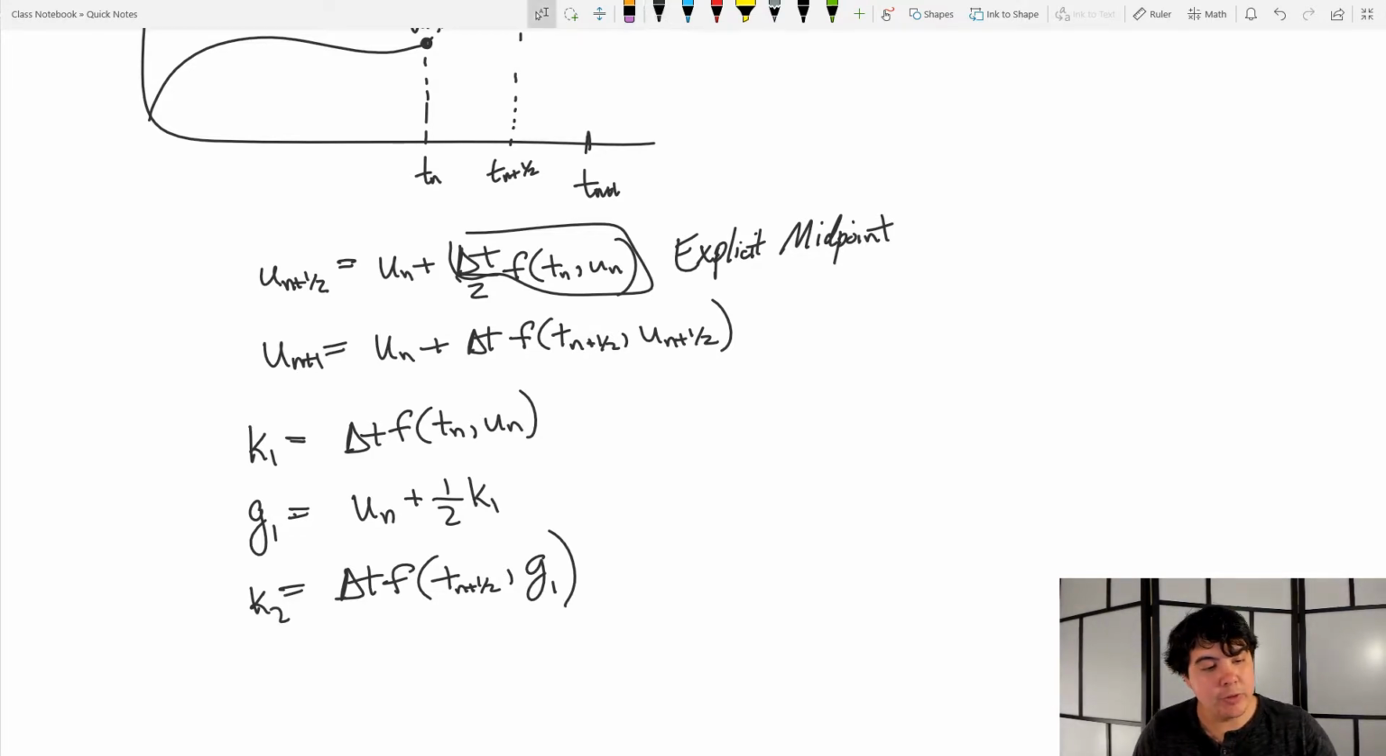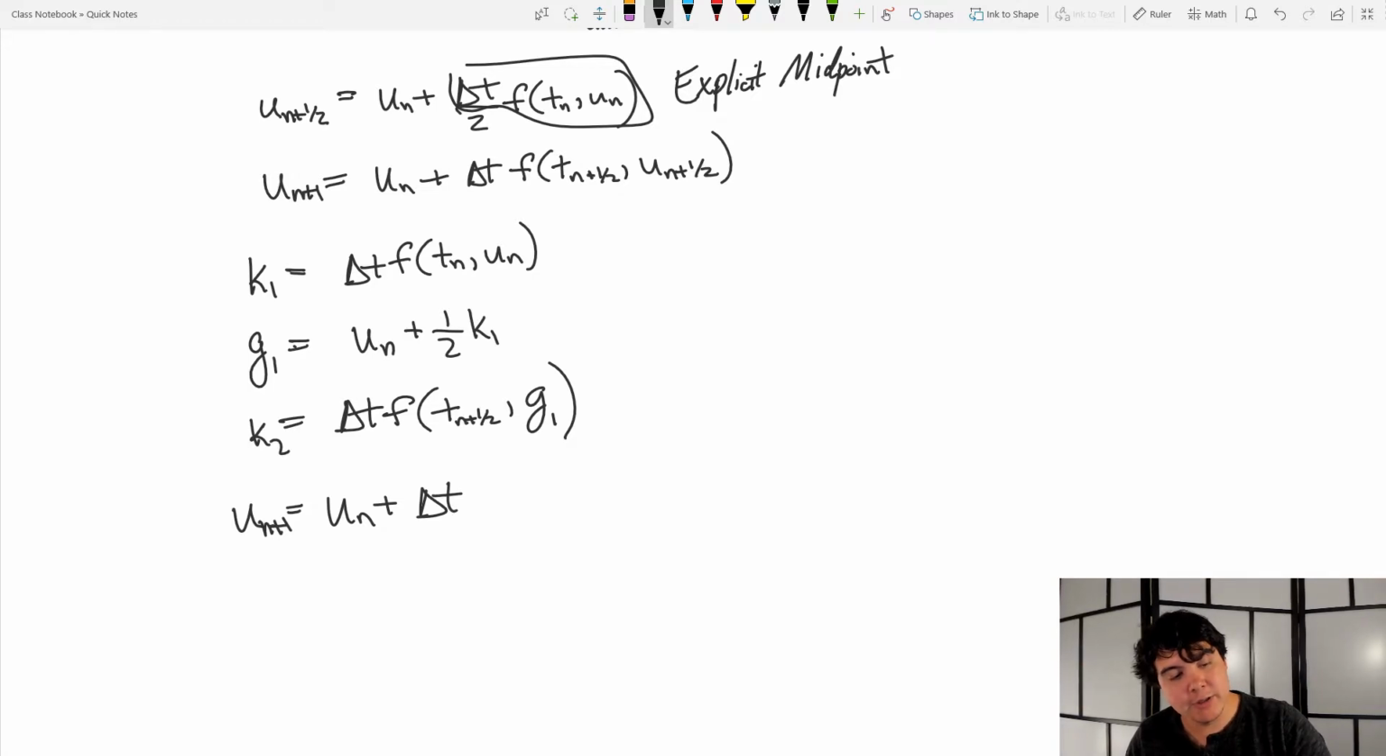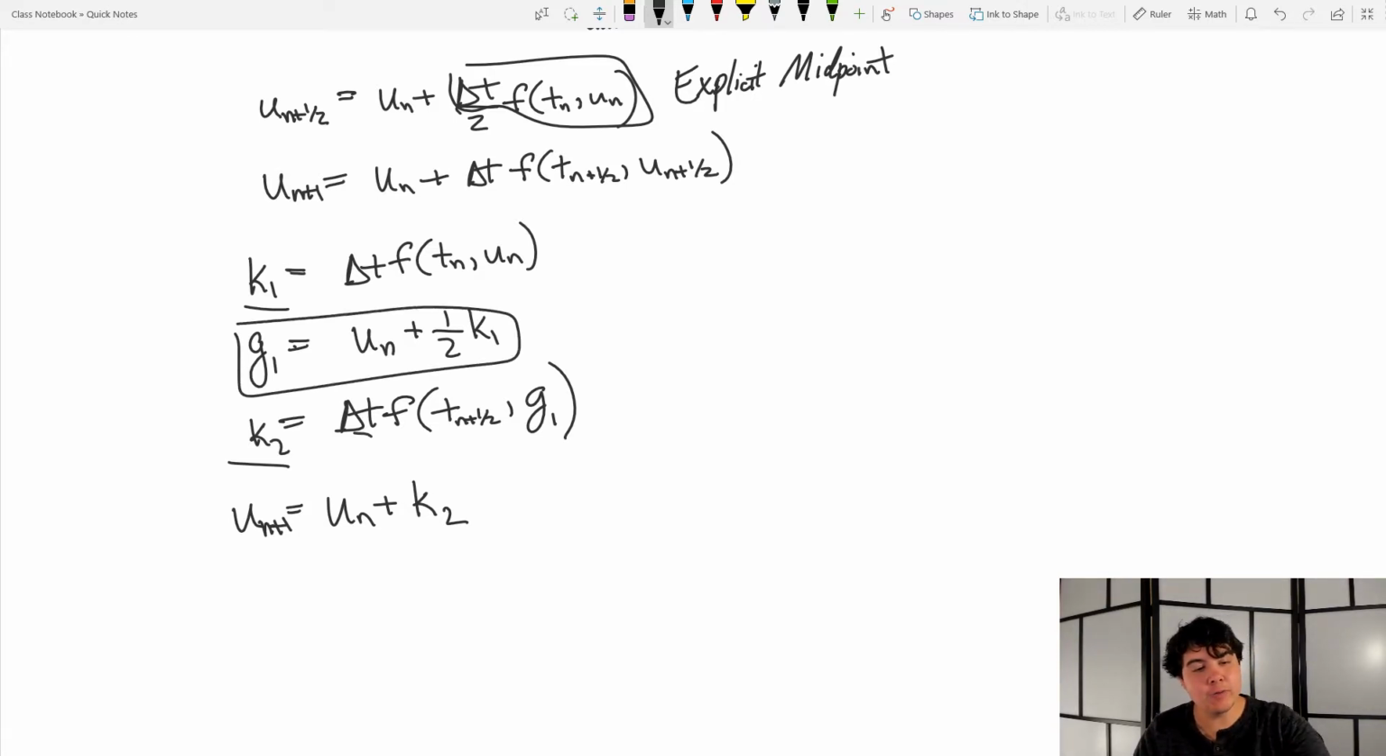And now our u sub n plus 1 is equal to u sub n plus delta t times f, well, this delta t f right here is just k2. So notice that these k's are some kind of derivative estimate scaled with delta t, and these g's are value estimates.